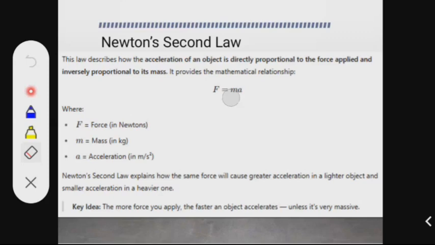So we are now at the second law of motion, Newton's second law of motion. And this second law of motion states that the acceleration of an object is directly proportional to the force applied to the object and inversely proportional to its mass. So the law states, they mentioned three major parameters, that acceleration is directly proportional to force and inversely proportional to mass. So this is the summary of the formula of the law.